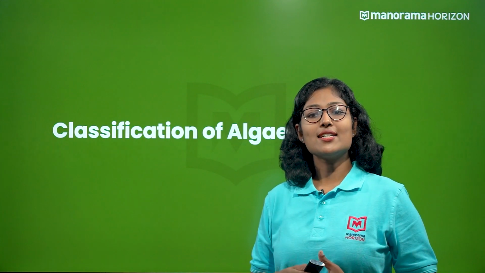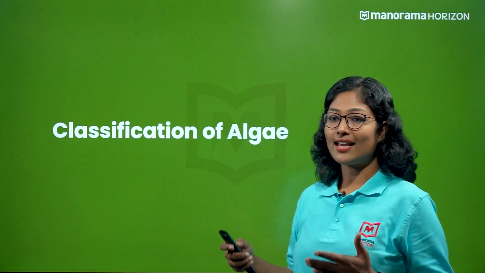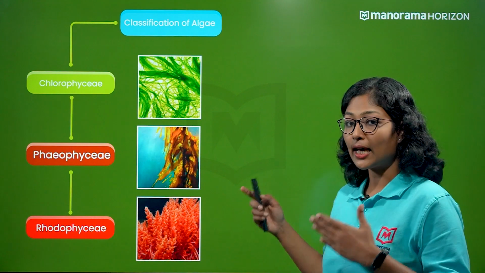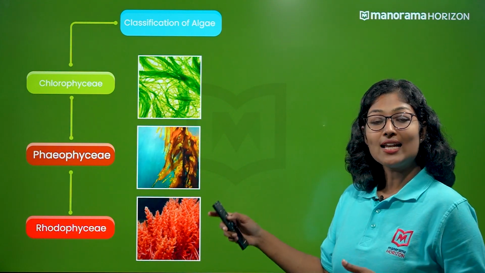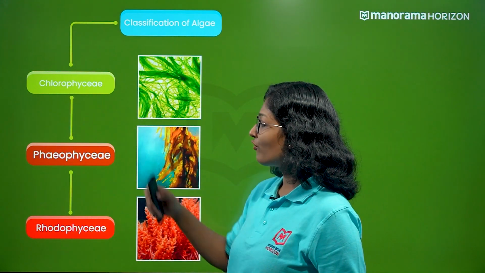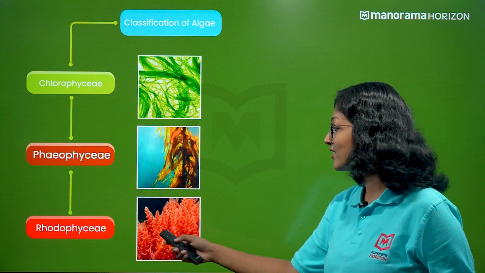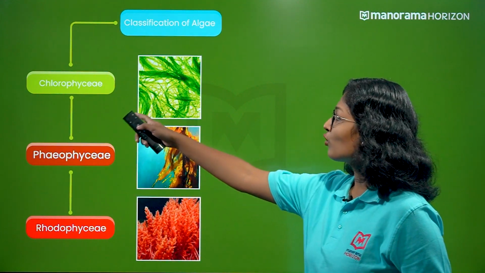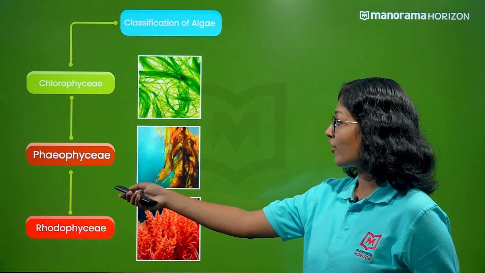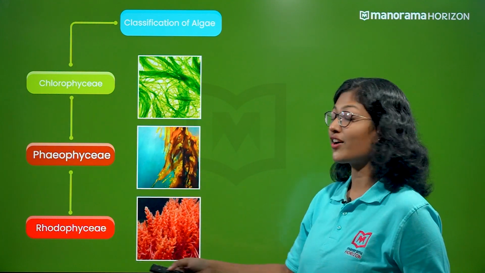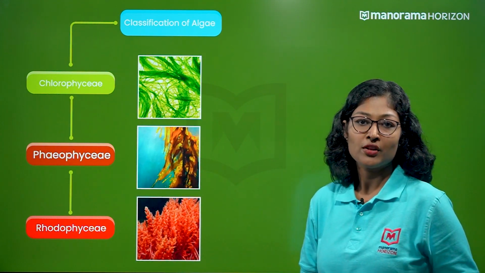Now, let us understand the classification of algae. Various attempts have been made by different scientists, and one of them is the classification of algae by Frisch. He classified algae into 11 classes. So based on the type of the pigments present, algae can be classified as Chlorophyceae, Phaeophyceae and Rhodophyceae. That is, the Chlorophyceae have green pigment, Phaeophyceae brown pigment and Rhodophyceae red pigment.